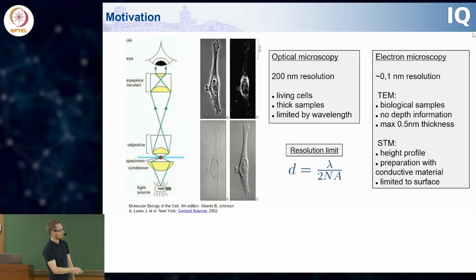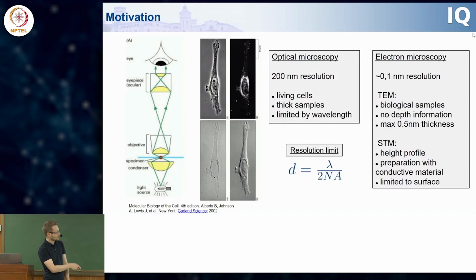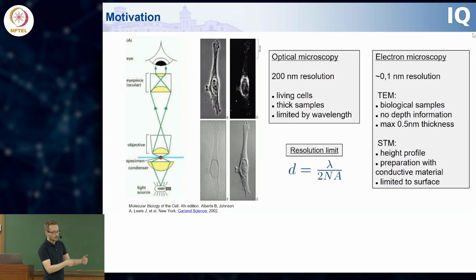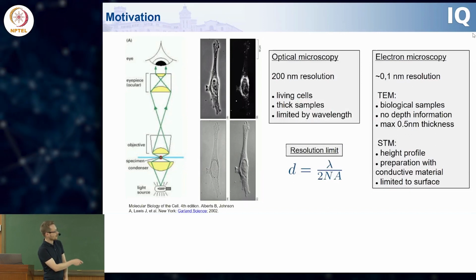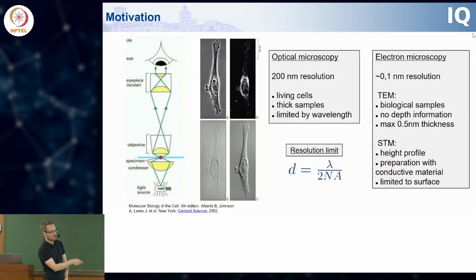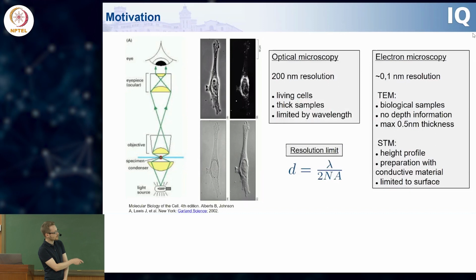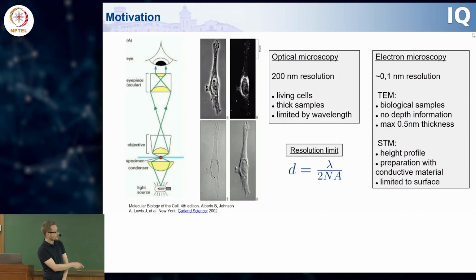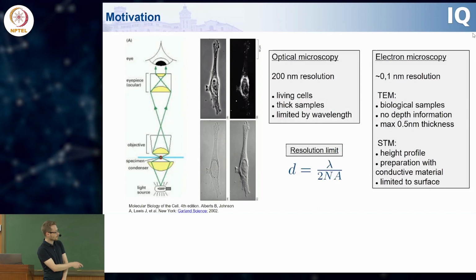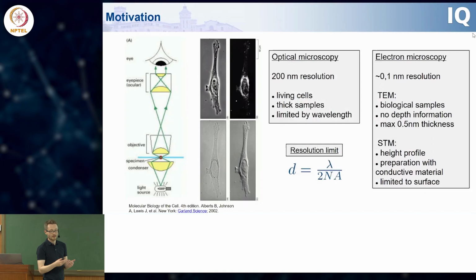So people come up with other ways. One of them is electron microscopy, which leans on the wavelength, as we will do for coherent diffraction imaging later on as well. Electrons have a fairly low wavelength, and the resolution you get from them in the end is about 0.1 nanometer. There are multiple ways you can use them, in a TEM or STM setup. However, this comes with disadvantages.